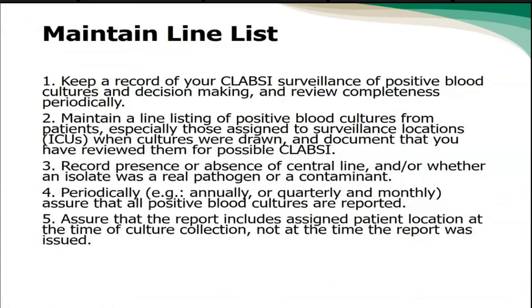How to maintain the line list? Keep a record of your CLABSI surveillance of the positive blood cultures and decision making, and review the completeness of the data periodically. Maintain a line list of positive blood cultures from the patients, especially those assigned to the surveillance locations where cultures are drawn, and document that you have reviewed them for possible CLABSI. Record the presence or absence of a central line and whether an isolate was a real pathogen or a contaminant based on the criteria LCBI 1, 2 or 3. Periodically, annually, quarterly and monthly, assure that all the positive blood cultures are reported, and make sure that the report includes the assigned patient location at the time of culture collection, not at the time the report was issued.